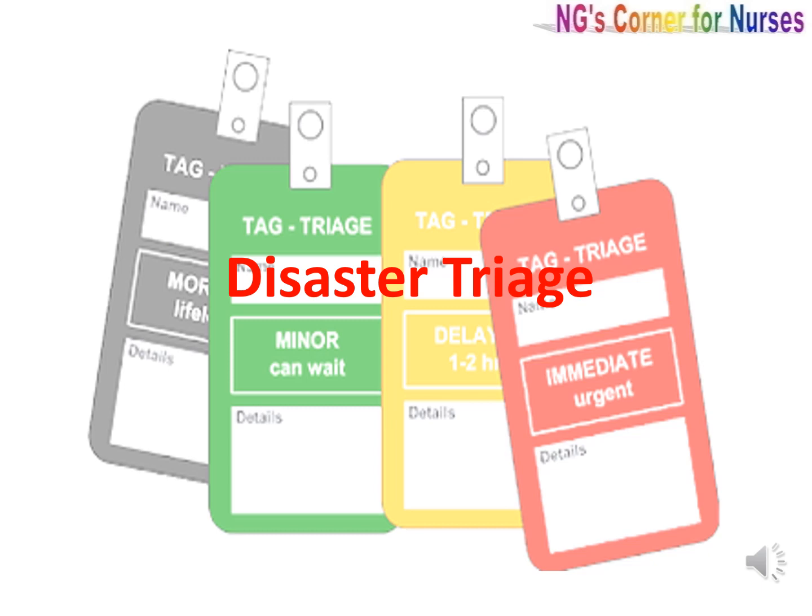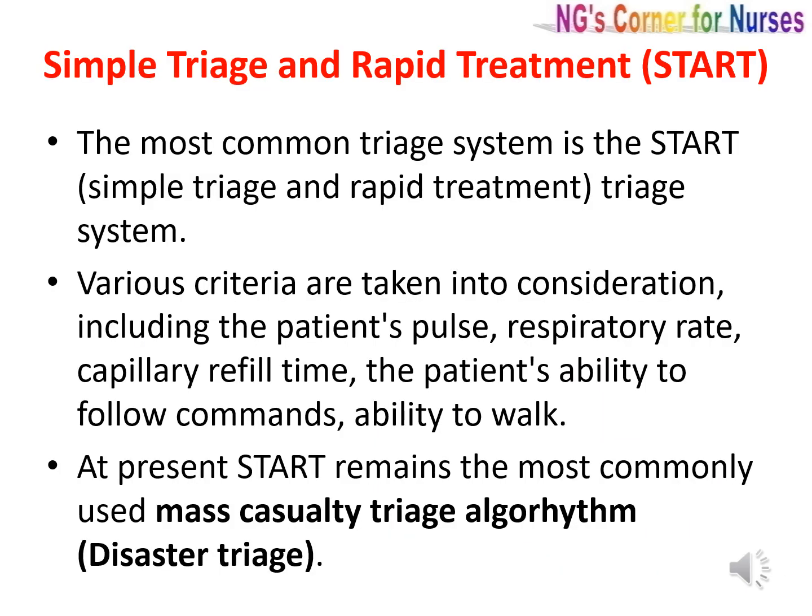First, we will discuss the disaster triage. The most common disaster triage or mass casualty triage system is the START triage system, that is, simple triage and rapid treatment. Various criteria are taken into consideration to do this categorization. That criteria include the patient's pulse, respiratory rate, capillary refill time, the patient's ability to follow commands, and the patient's ability to walk.